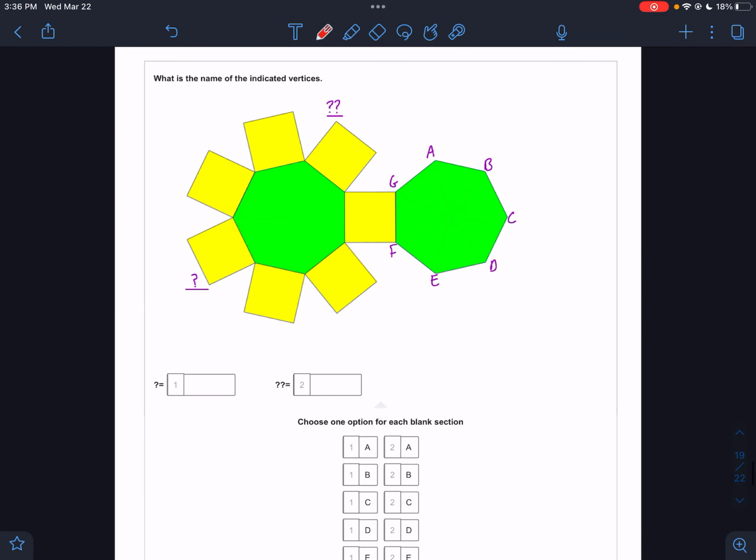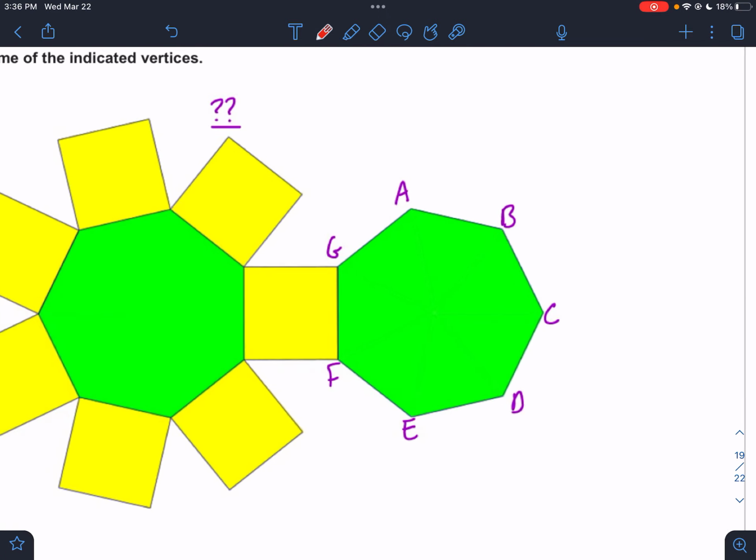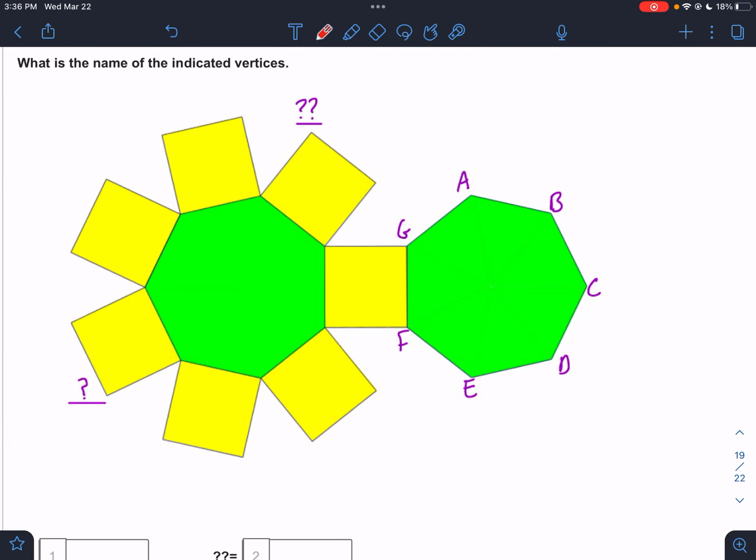Next shape, what is the name of the indicated vertices? Well, if I'm looking at this, I'm going to have a hard time helping you with this, I'll be honest. But if you folded this up and over, this spot would be G, this would be A, this would be B, this would be C, this would be D, this would be E, and this would be F. And when you fold the whole thing together, both of these lines would meet at A. They would all meet right here.